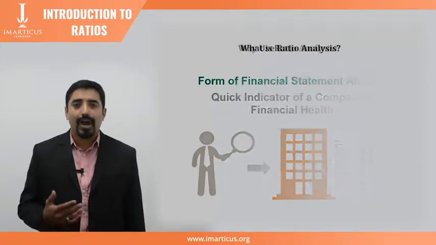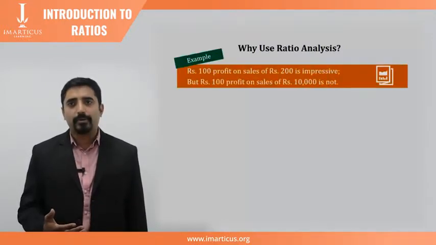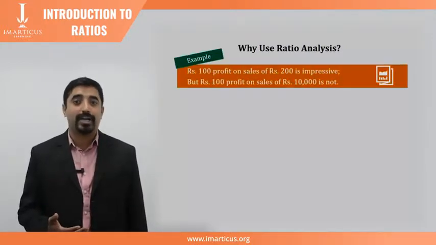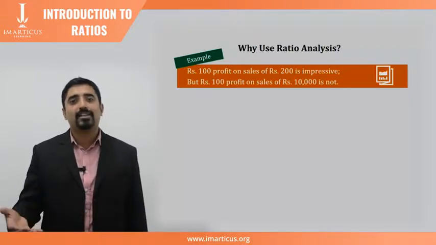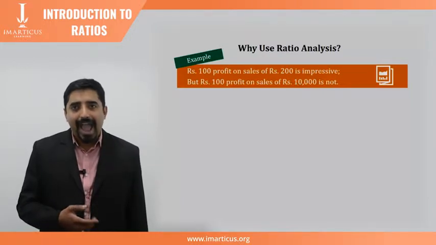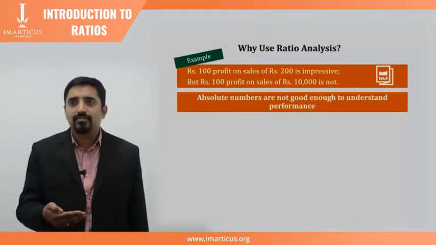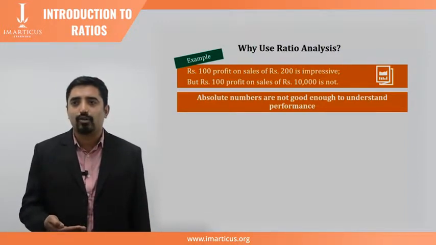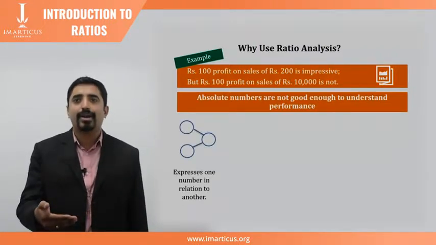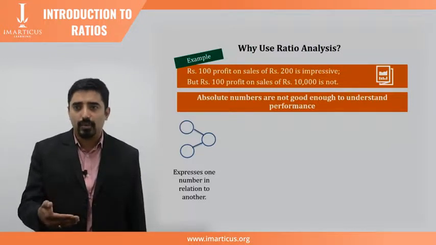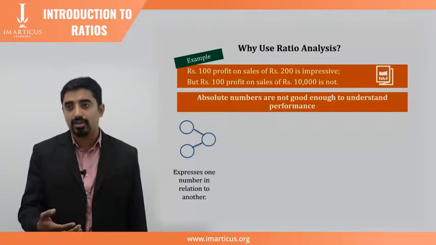Next, let's talk about why use ratio analysis. For example, rupees 100 profit on sales of rupees 200 is quite impressive. But rupees 100 profit on sales of rupees 10,000 is not. Absolute numbers are not good enough to understand financial metrics. Hence, investors look at ratios to make sense of these numbers. Ratios explain the numerical relationship of a financial variable with another variable with which it has a theoretical relationship.